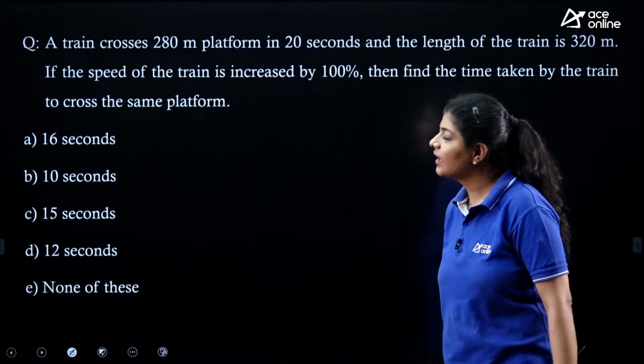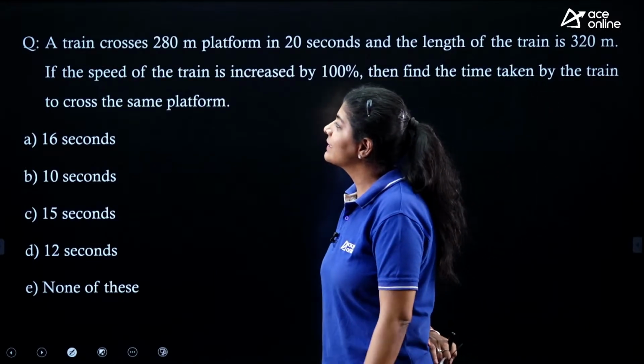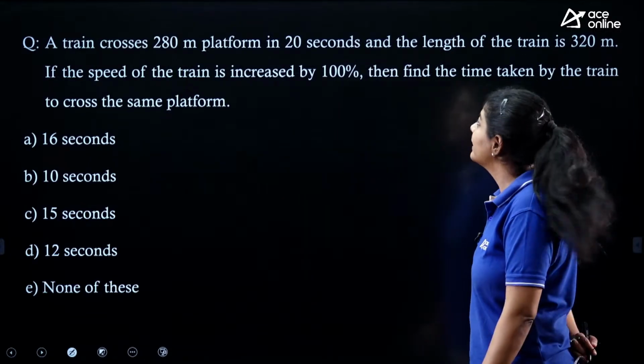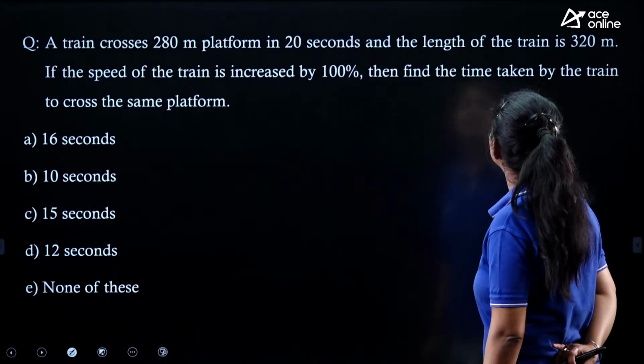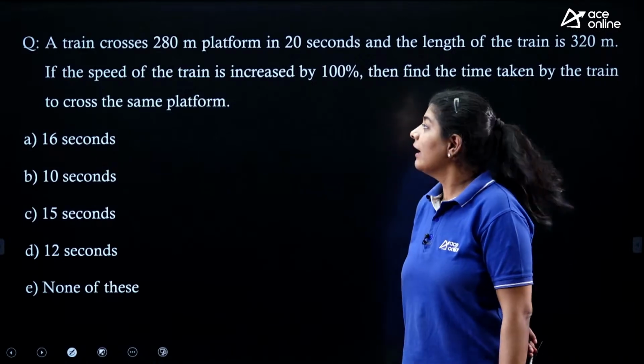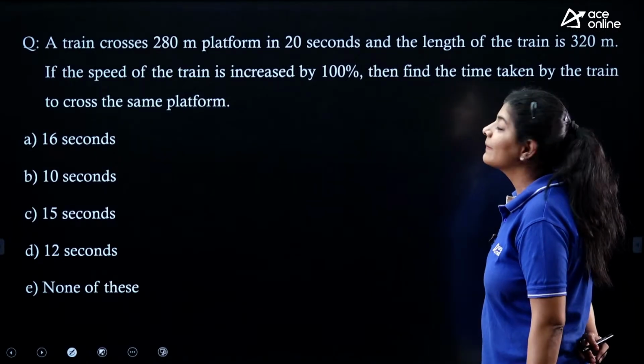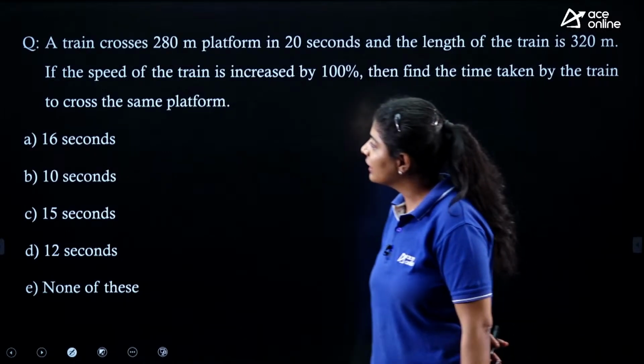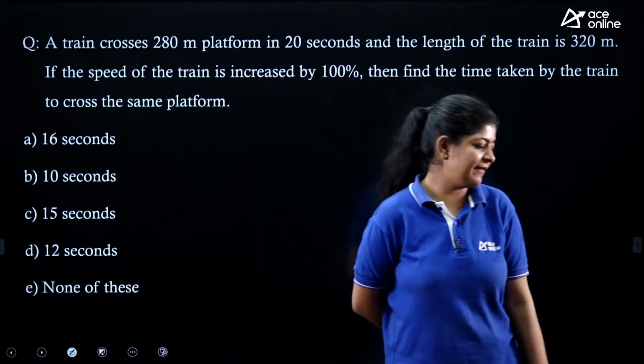Next. The next question says that a train crosses a 280 meters platform in 20 seconds and the length of the train is 320 meters. If the speed of the train is increased by 100%, then find the time taken by the train to cross the same platform. It's a very easy one.